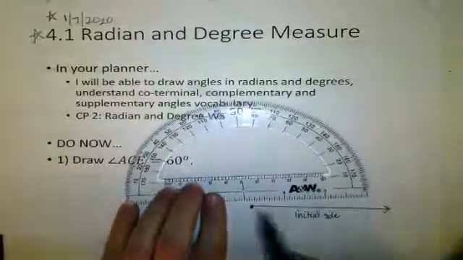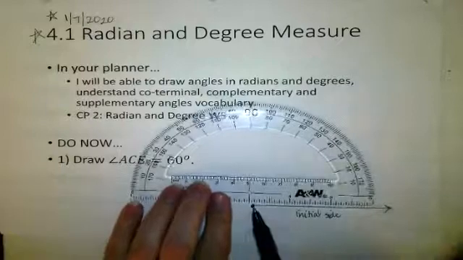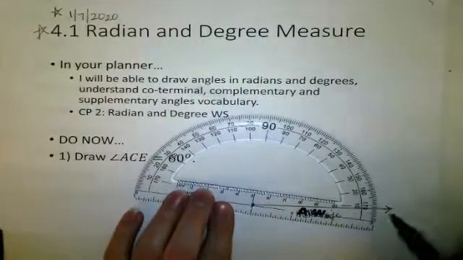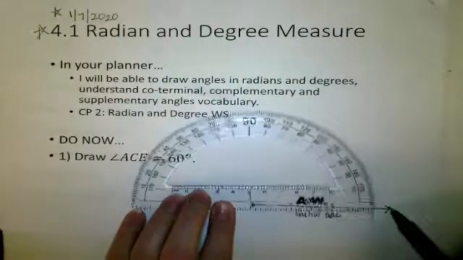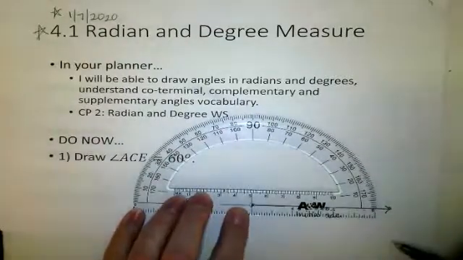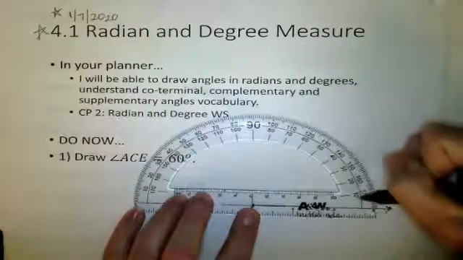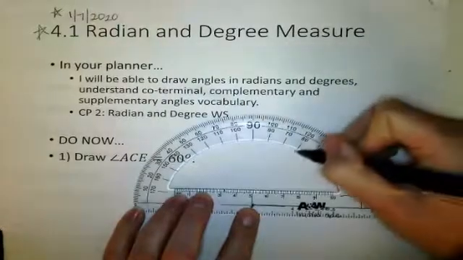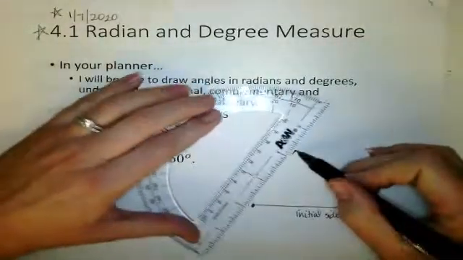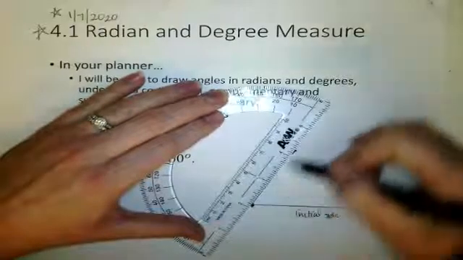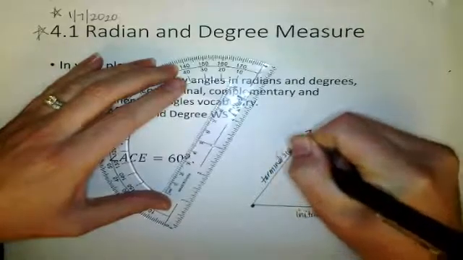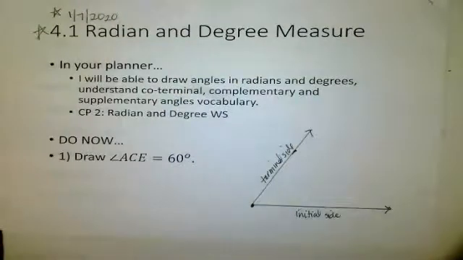So what we want to do with our nice straight segment is put our initial point right at the origin. And then you have to line your segment up so that it falls at 0, so it's starting at 0 degrees. Then you would count 10, 20, 30, 40, 50, 60 and make a mark. And then use that mark to draw the terminal side of your angle. So this is the terminal side of your angle.